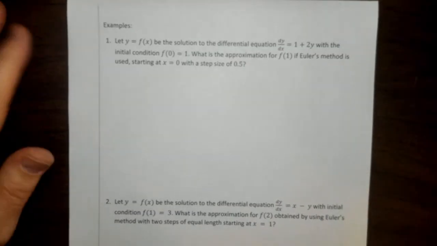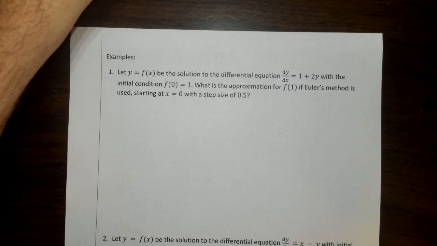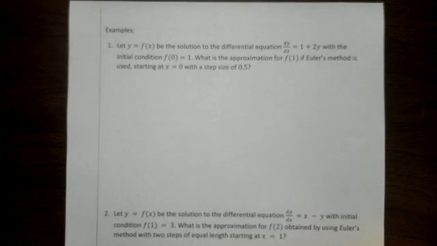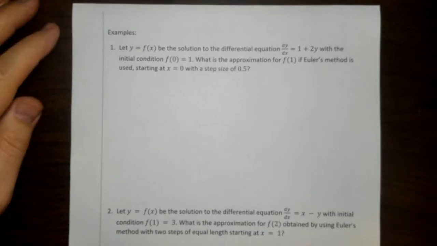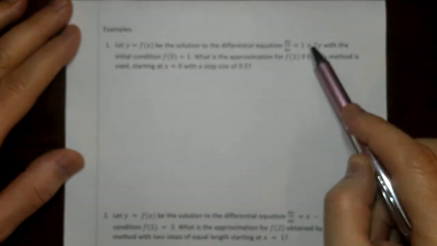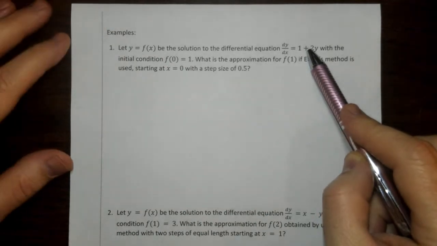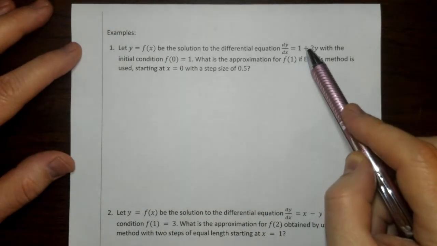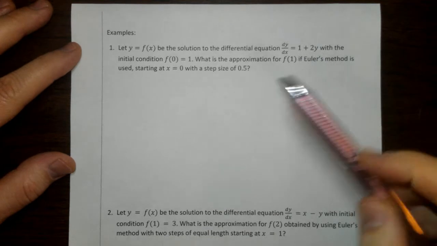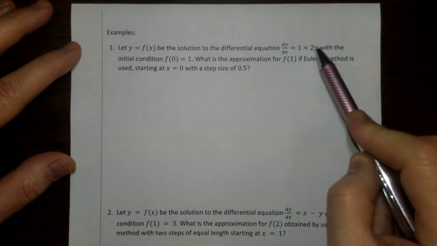Okay, let y equals f of x be the solution to the differential equation. We don't know what that is, but that's what we're referring to. So f of x is our solution, our antiderivative, if you will, of this differential equation. As you can see, this one has a differential equation of 1 plus 2y. So we only need the y value to do the differential equation in this particular case.